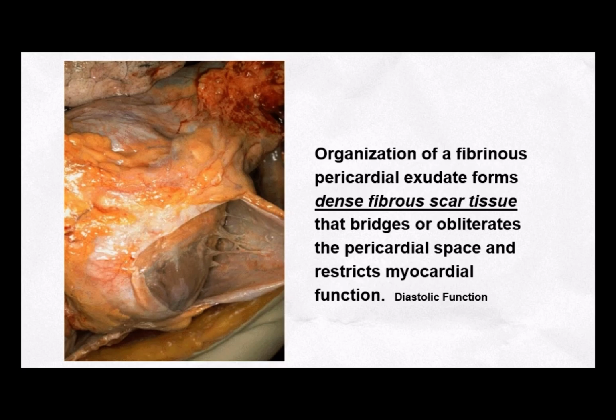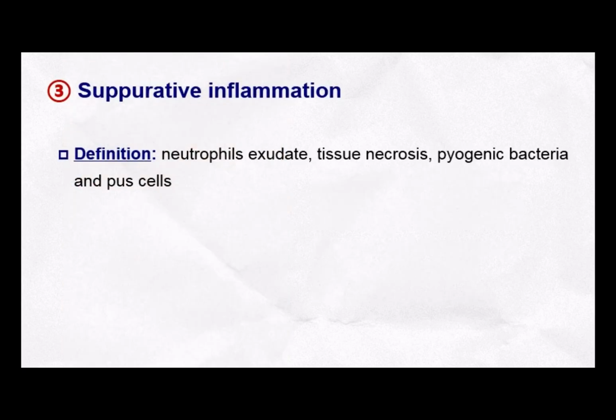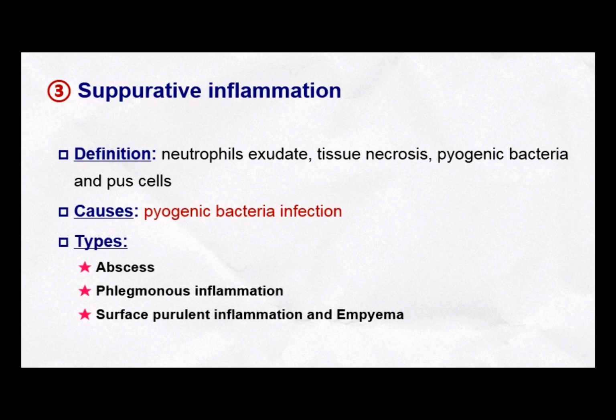Organization of a fibrinous pericardial exudate forms dense fibrous scar tissue that bridges or obliterates the pericardial space and restricts myocardial function. Suppurative inflammation is manifested by the presence of large amounts of neutrophilic exudate, accompanied with tissue necrosis, pyogenic bacteria, and the formation of pus. The inflammation is usually caused by pyogenic bacterial infection. There are several variations of this type of inflammation, including abscess, phlegmonous inflammation, surface purulent inflammation, and empyema.